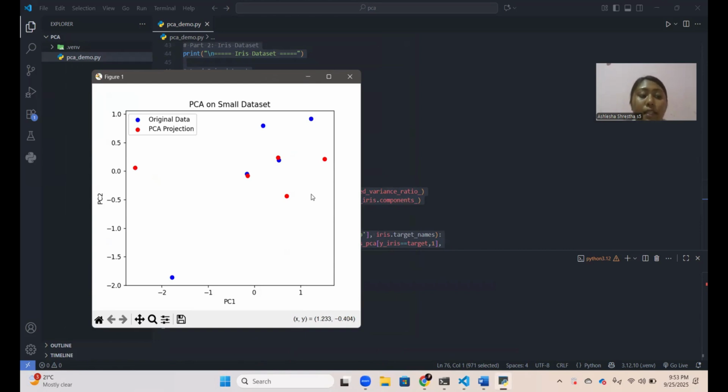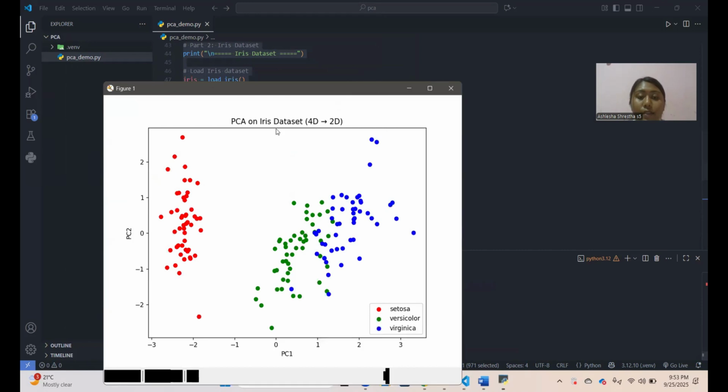In this small dataset example, we saw covariance matrix, eigenvalues, eigenvectors, and projection step exactly as we calculated by hand. And for the iris dataset, when I close this, it automatically shows the iris dataset. And for this dataset, PCA reduced the four features to two principal components. When plotted, we can clearly see clusters of points that correspond to different species of iris flowers. This shows how PCA can help us to visualize high-dimensional data into 2D and 3D.